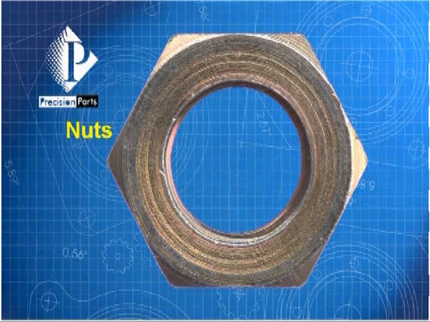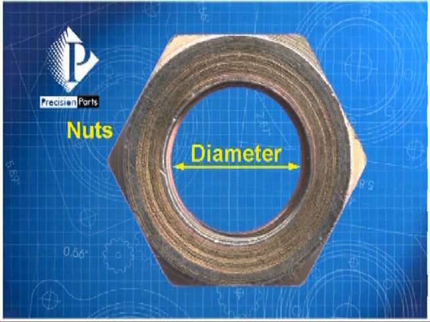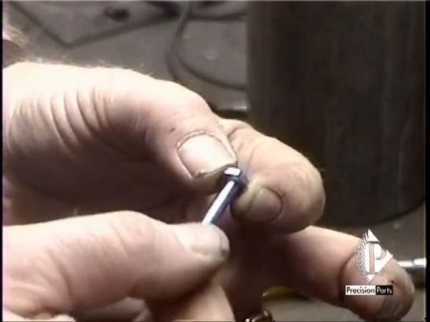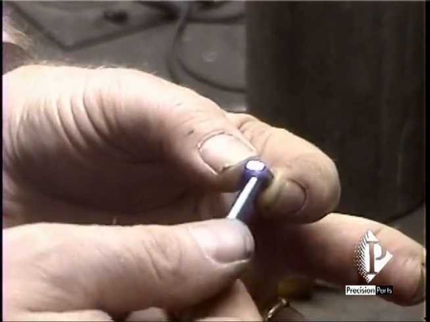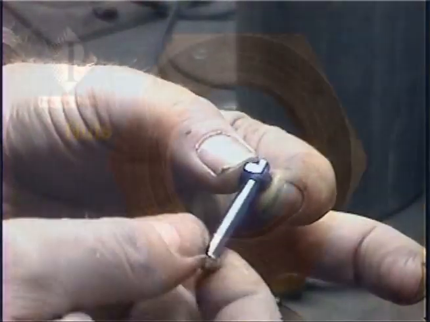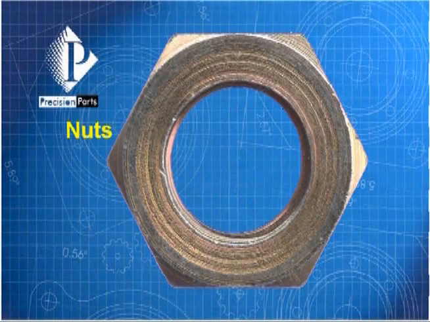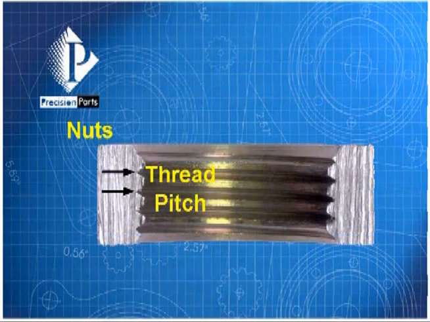Like bolts and screws, the first attribute of interest in selecting a nut is the internal diameter. Because nuts are designed to mate with bolts and screws of corresponding size, a nut must have the proper internal diameter to fit the bolt or screw. The next attribute of interest in a nut is the thread pitch. Like bolts and screws, nuts have a specific thread pitch.